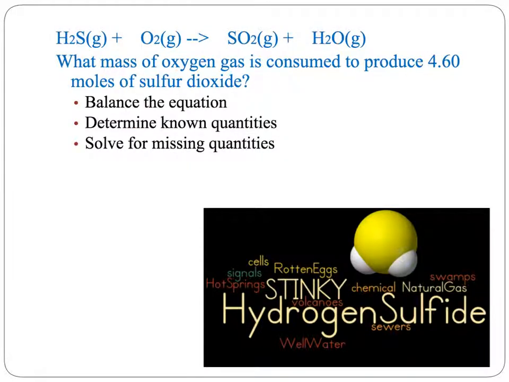In the previous problem, we were given grams of one substance and asked to calculate how many moles would be needed to react with it. This next problem does it in the reverse. The question is asking what mass of oxygen gas is consumed to produce a certain number of moles. And so, as always, you start with the basic step of balancing the equation.